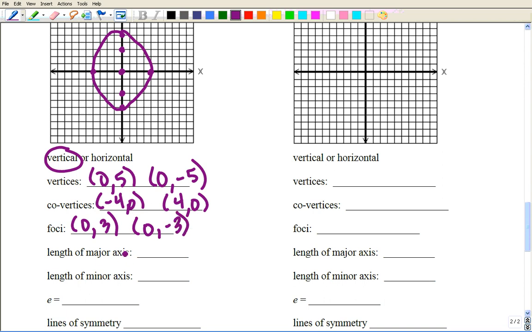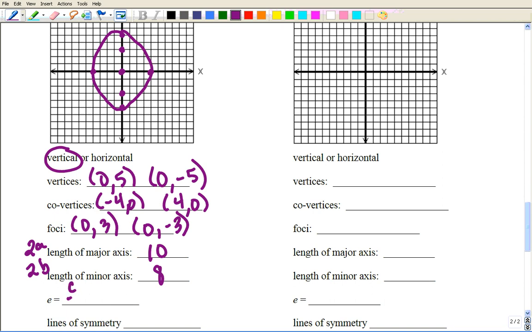The length of the major axis, so going from vertex to vertex, that would be 10. You could also know that by taking 2 times a. 2 times a is always the major axis. The minor axis is always 2 times b. And b here was 4, so this is 8. Or you could look up here and count 8 across from left to right between the co-vertices.